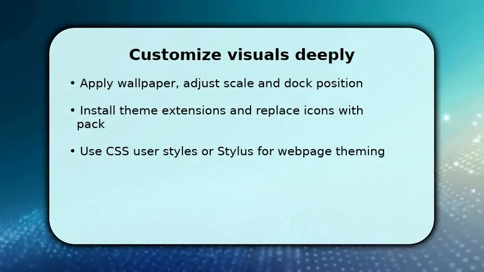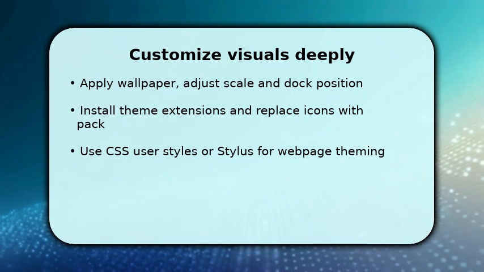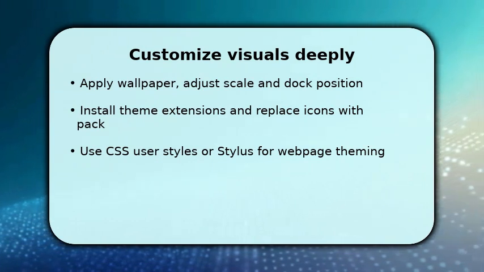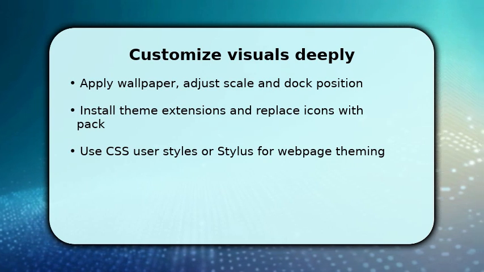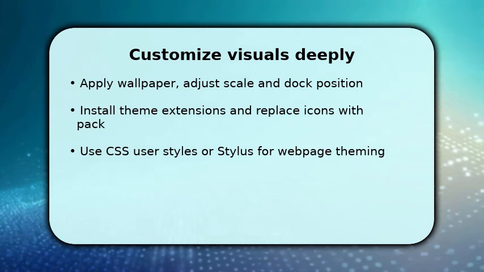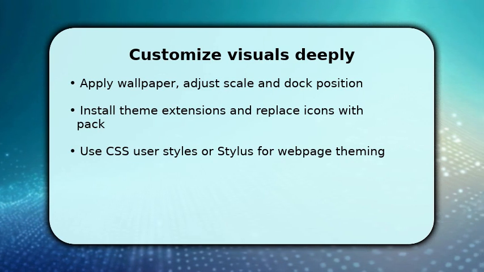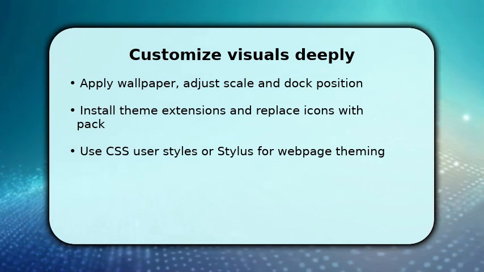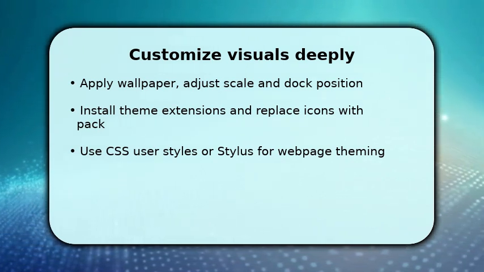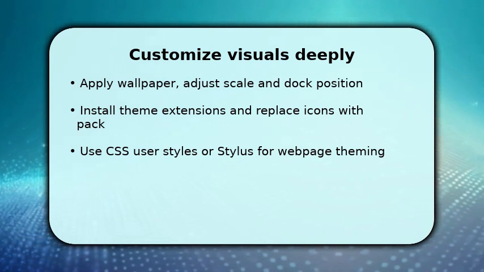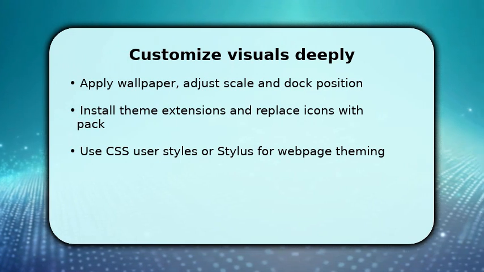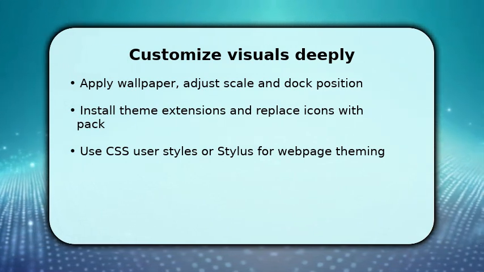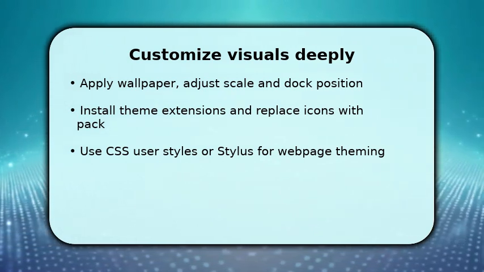Now you customize the deeper visuals. Apply your wallpaper and adjust display scale so icons and text feel proportional. Move the shelf to the left or bottom to match your layout. Once done, install theme extensions and replace system or app icons with your chosen pack so everything reads as a set. If you want websites to match, use stylus or custom CSS to recolor pages. Make sure to test contrast for readability while maintaining style.